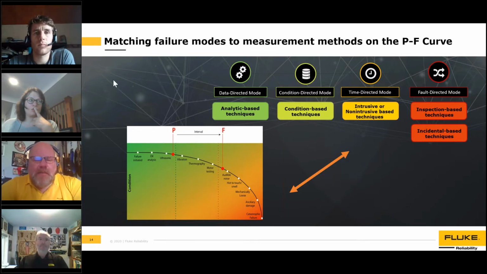Because if I can find it at the potential failure point, which can be further left, all the way to the left of the condition, depends on what strategy, it depends on which tool, it depends on what technique you're using. But as soon as I can find it at a potential failure and then go in and act on it, then I should be able to keep the asset in operating context 100% and maintain its asset health.